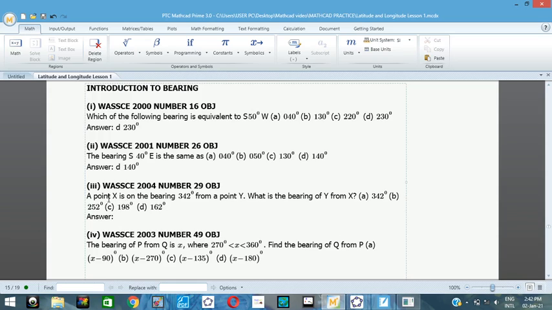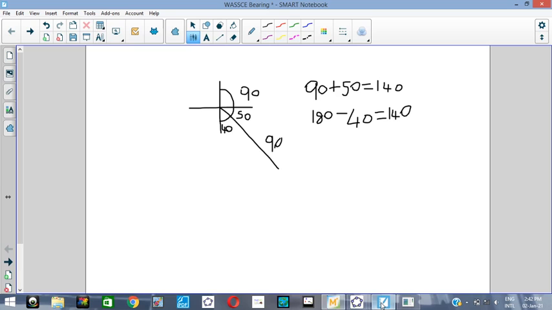So that's why I say a point x is on the bearing. So it's on this bearing. You are not coming from x, you are just on that bearing. So where are you coming from? If you read further, it said from a point y. So x is on this bearing 342 degrees from a point y. So what you are going to draw down first is your point y.